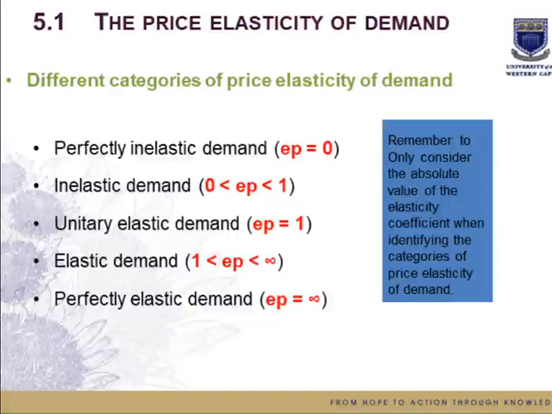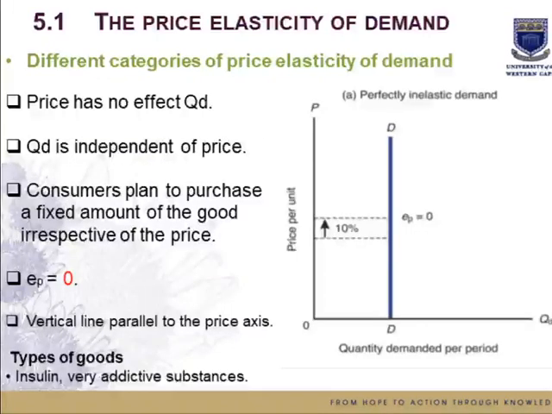Let us look at these categories individually. When the price elasticity of demand is said to be perfectly inelastic, the elasticity coefficient will be equal to 0. This means that price change does not affect quantity demanded. Thus, consumers plan to purchase a fixed amount of the quantity irrespective of the price. The demand curve for such a product will be a vertical line parallel to the price axis.